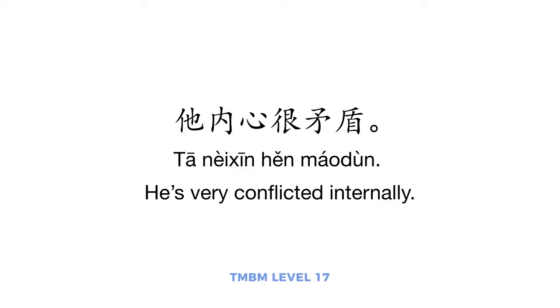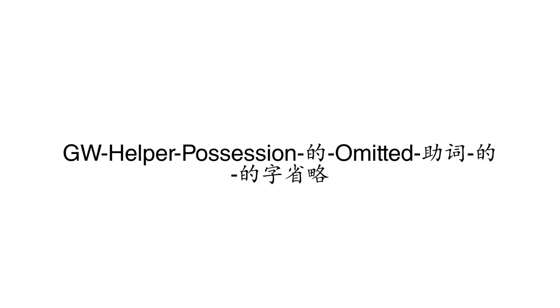So we'd really like to emphasize that this is not the only way to say these with any of these examples. Whether it's 我妈, you can say 我的妈妈. If it's 我家, you can say 我的家. You can say 我的内心. That's fine. All those are fine. But you can omit the 的. And because you can omit the 的, you should be aware of that when you're reading. So keep an eye out for that as you move forward. And again, this is all of the sentences that are related to GW helper possession 的 omitted 助词的字省略.